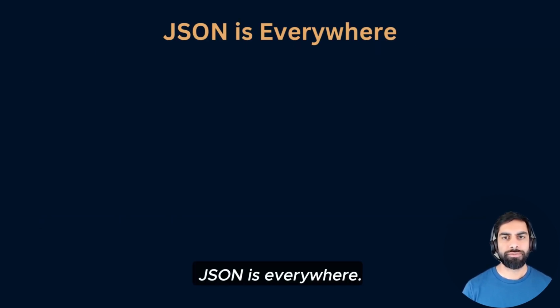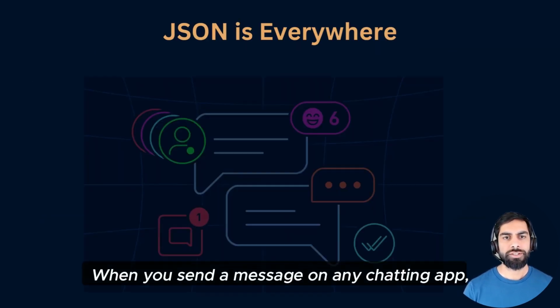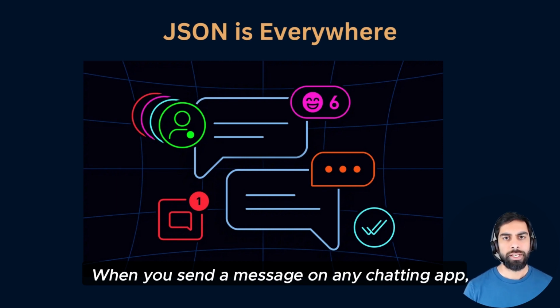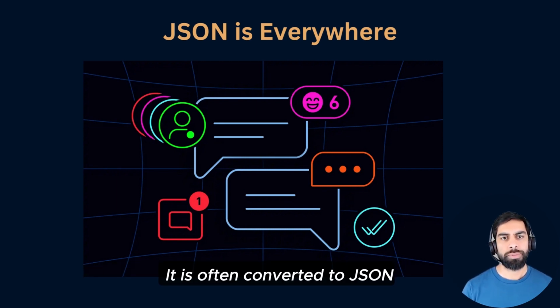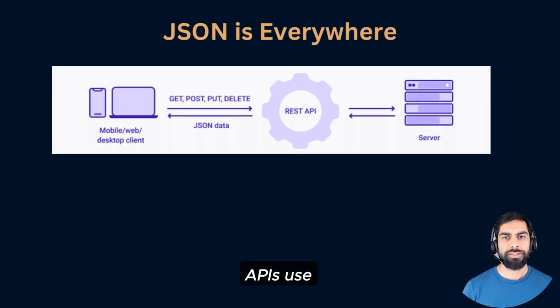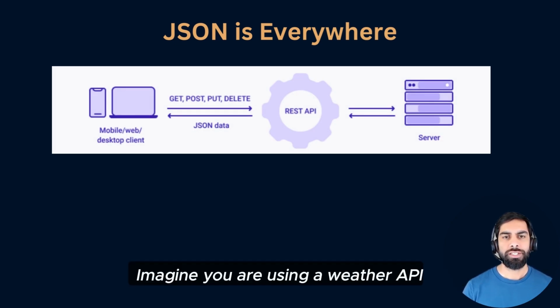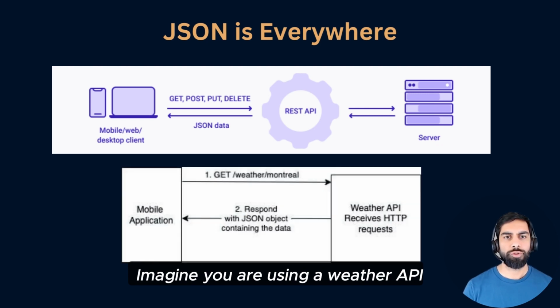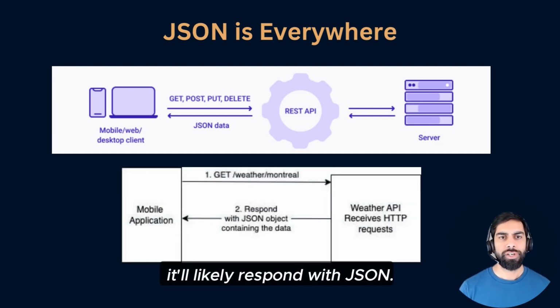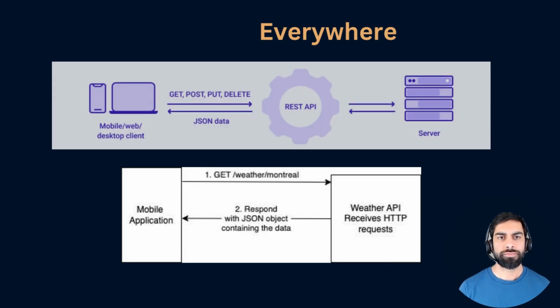JSON is everywhere. When you send a message on any chatting app, it is often converted to JSON behind the scenes. APIs use JSON to exchange data between different systems. Imagine you are using a weather API to fetch real-time data. It will likely respond with JSON.